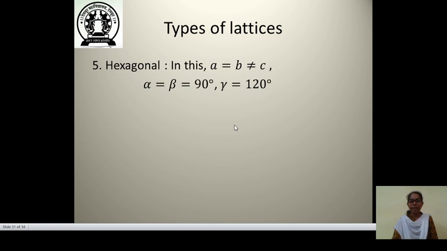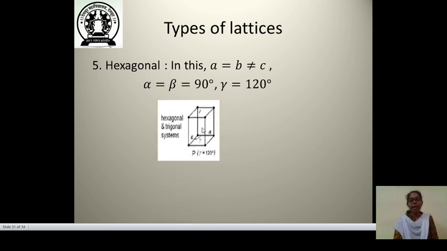After that, hexagonal. For hexagonal, in 2D we discussed that A is not equal to B, but here in 3D A is equal to B but not equal to C, and alpha is equal to beta, which is 90 degrees, and gamma is 120 degrees. In 2 dimensions theta will be 60, but in 3 dimensions theta is 120 degrees. This is about the hexagonal system.